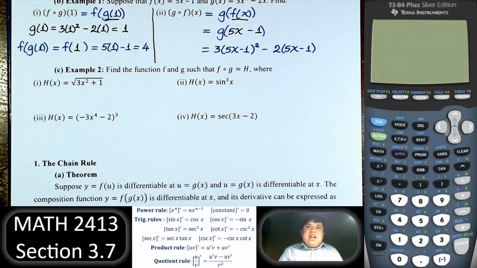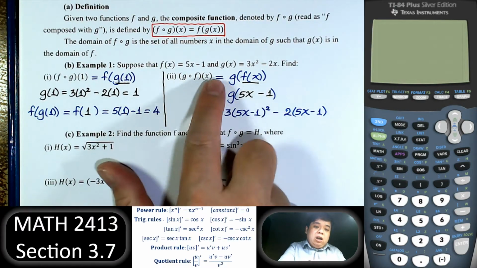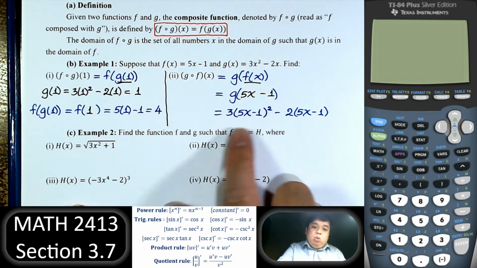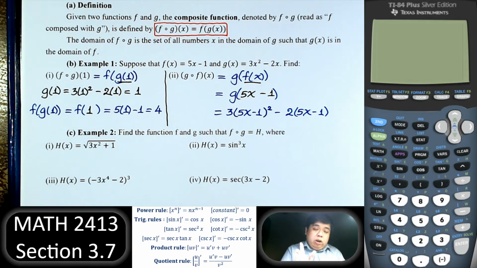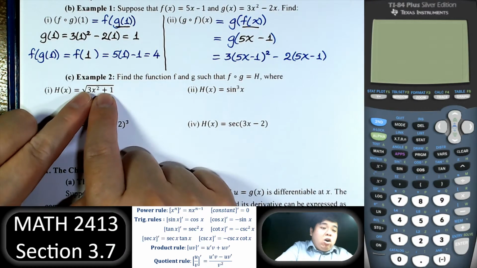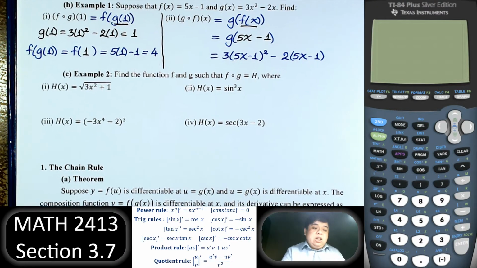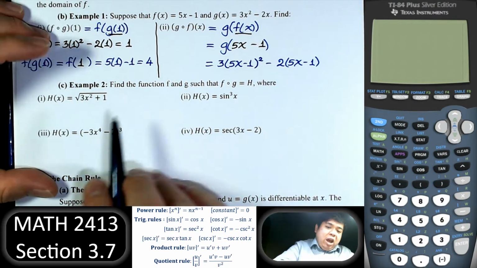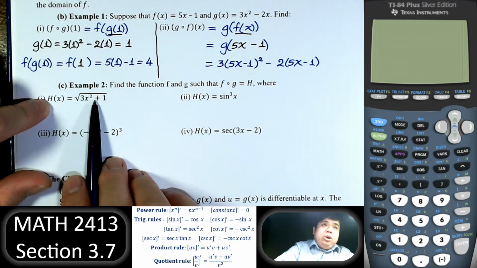Now, that's nice and all, but it's not as important as the decomposition. Here we have two functions, and we compose them into one function. That's not as important as the reverse process, meaning that when we have one function, we decompose it into two functions. So let's say we have h of x equal to that. How do we decompose it?